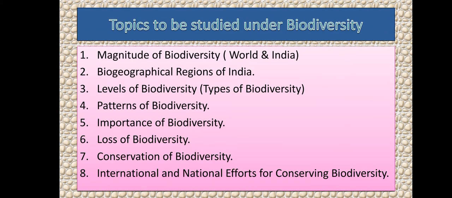We have to study this chapter under several topics. The topics to be studied under biodiversity are: number 1, magnitude of biodiversity in context of India and world. Number 2, biogeographical regions of India. Number 3, levels of biodiversity, which is also called types of biodiversity. Number 4, patterns of biodiversity. Number 5, importance of biodiversity. Number 6, loss of biodiversity. Number 7, conservation of biodiversity. And number 8, national and international efforts for conserving biodiversity.